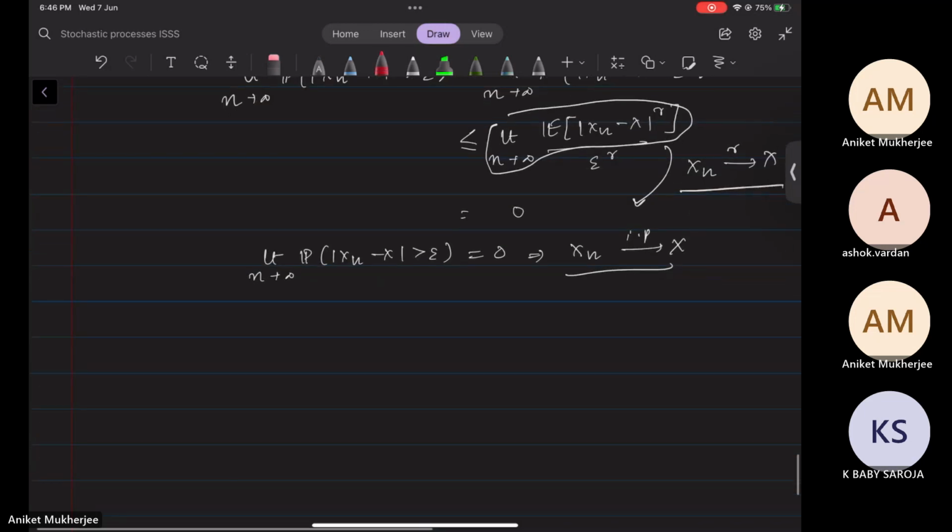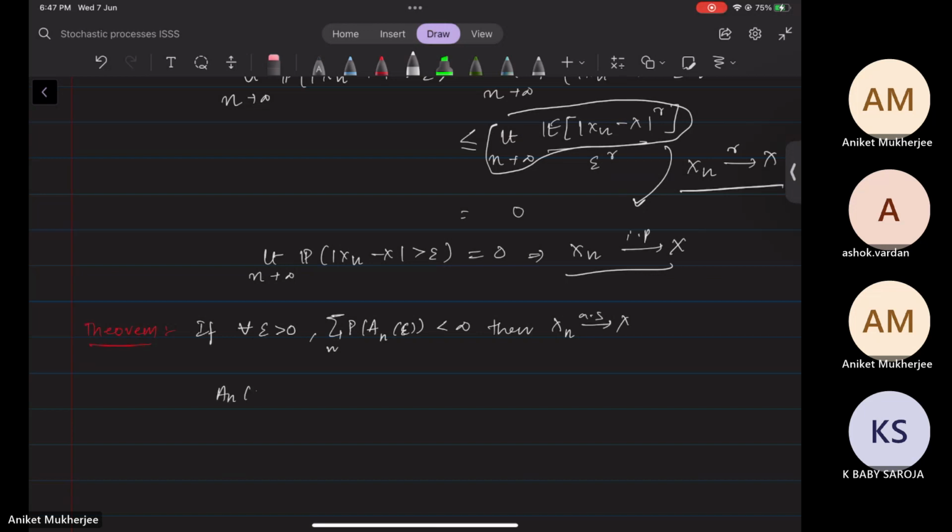Okay, so I have one more theorem. This theorem is: if for all epsilon greater than 0, the summation over n of the probability of A_n,epsilon is less than infinity, then Xn converges to X almost surely, where A_n,epsilon is the set of omega such that |Xn - X(omega)| is greater than epsilon.